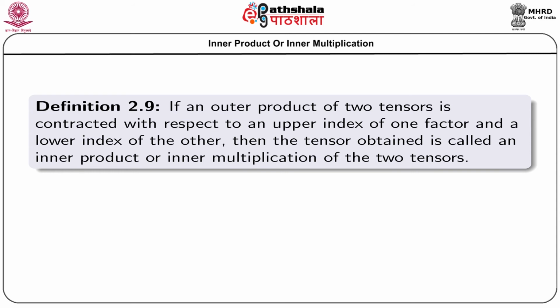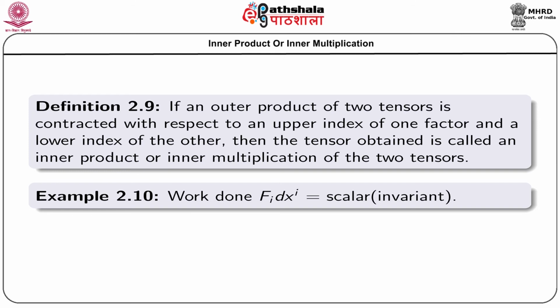If an outer product of two tensors is contracted with respect to an upper index of one factor and a lower index of the other factor, then the tensor obtained is called an inner product or inner multiplication of two tensors. So, first we do the outer product of two tensors and then we contract the upper index of one factor with the lower index of the other factor. Here we can give an example of inner product or inner multiplication of tensors.